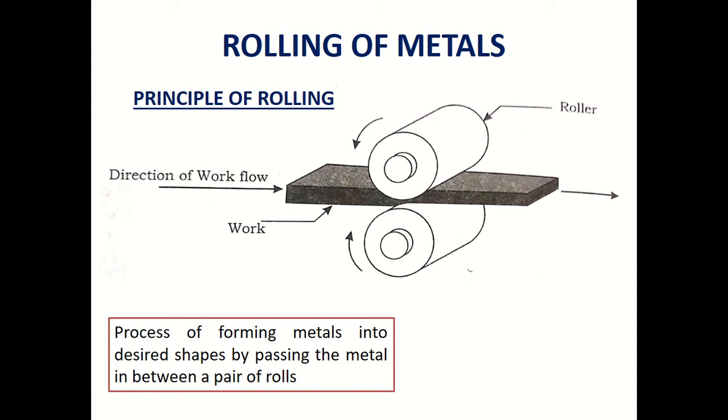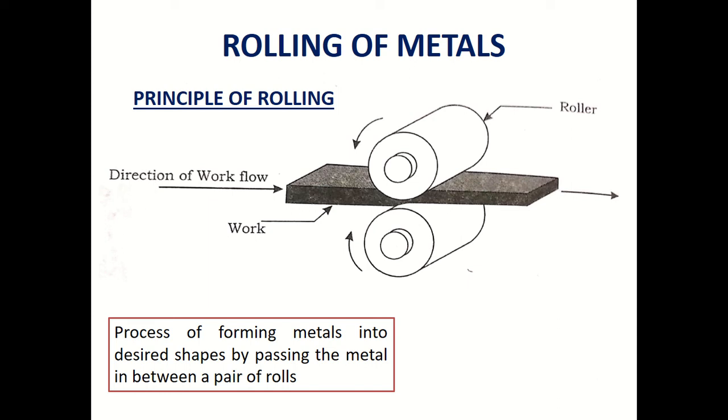You can see two rollers. The bottom one is rotating in a clockwise direction, and the top one is rotating in an anti-clockwise direction. In between, I pass my material between the rotating rollers. As a result, I get a cross section with reduced thickness. While passing this workpiece between these two rollers, two things are happening: squeezing of the work material, and pulling. Both squeezing and pulling happen while passing the material between the two rollers.